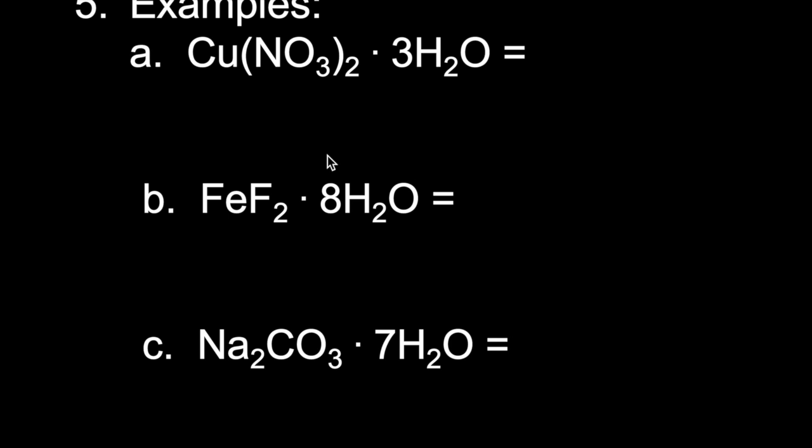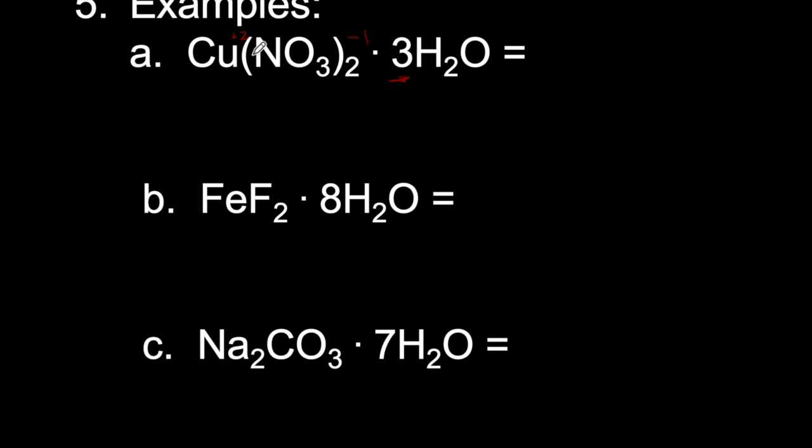So let's try a few examples here. So if you look at this first one, let me turn on the pen. So for example, in this one here, NO3 -1, hopefully you remember what that is. This has a -1, that's nitrate. You have 2 of those. This has a +2 charge to it. But then the key thing is you have 3 water molecules here.